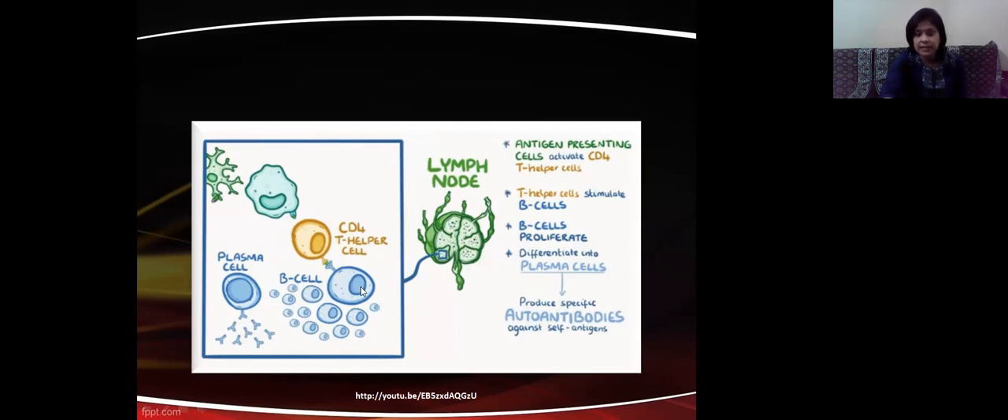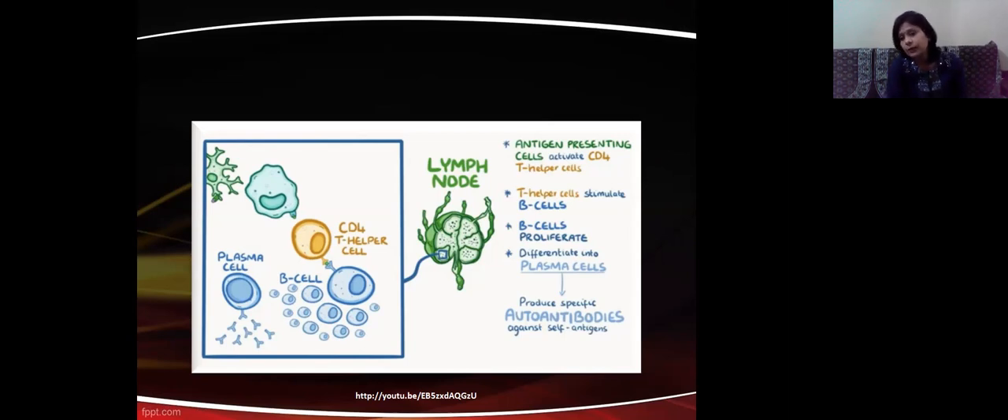These T helper cells stimulate surrounding B cells, and these B cells proliferate and differentiate into plasma cells. Now these plasma cells will produce specific antibodies. So this is how the autoantibodies are produced against the Fc portion of modified IgG, and against citrullinated proteins. So there are two types of autoantibodies which are formed.